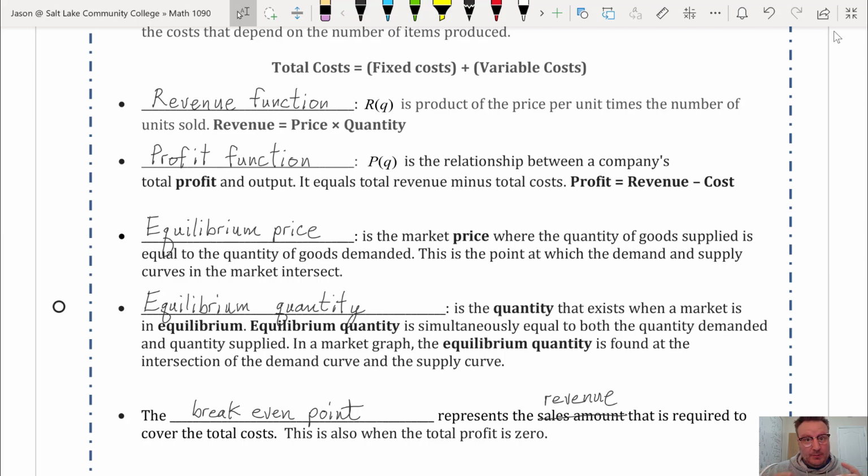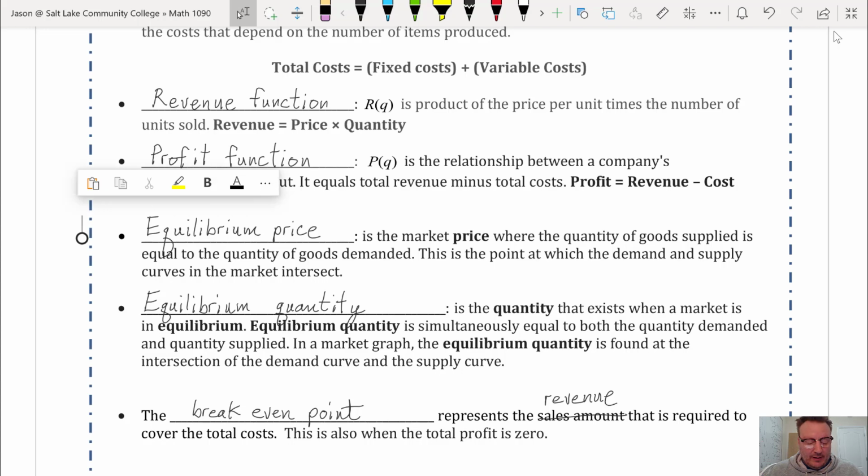And this market equilibrium, it's a point on a graph, so it has two coordinates. One coordinate is the equilibrium price. So this is the market price where the quantity of goods supplied is equal to the quantity of goods demanded. So this is the point at which the demand and supply curves in the market intersect.